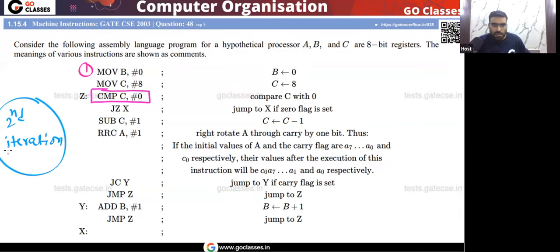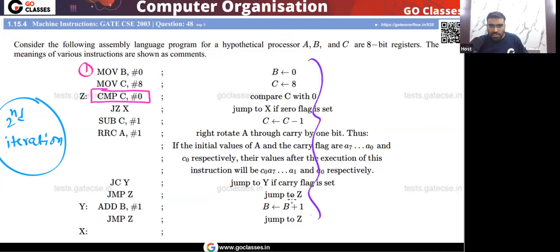So Shivam is asking, sir, the value of A is random. If the LSB is 0, then the carry flag... Yeah, I have taken it randomly. Shivam, you will understand, just wait. Just take your copy and pen. You will understand everything. Actually, we are trying to understand this program. That is our target. We are not doing random things.